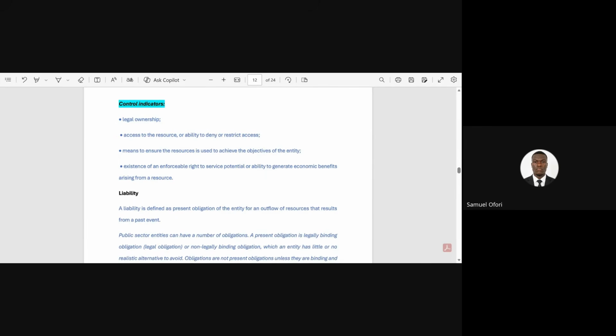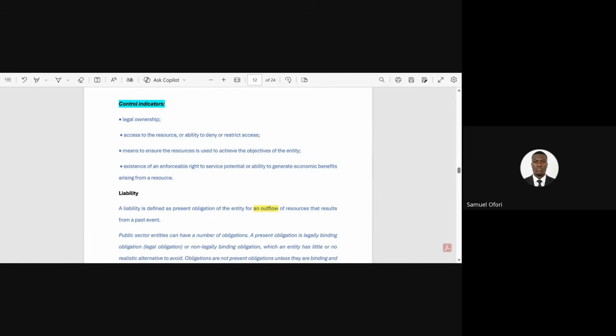Liability is a present obligation of an entity for an outflow of resources that results from a past event. Every day we talk about liability. Oh, I owe someone. That means you have a present obligation. Right now I'm owing someone, let's say 1,000 cedis. That means I have a present obligation. And it is definitely going to result in an outflow of my money in the future because I have an obligation. In the future, I'll have a responsibility or an outflow of resource.